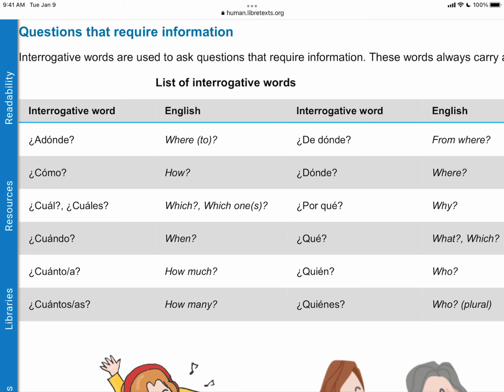Like ¿a dónde vamos?, where are we going? But ¿dónde estás? is where are you? ¿De dónde?, from where are you, referring to your place of origin. Okay, so be careful. A means to or for. De means from or of. So a dónde, dónde, and de dónde, those are kind of tricky.